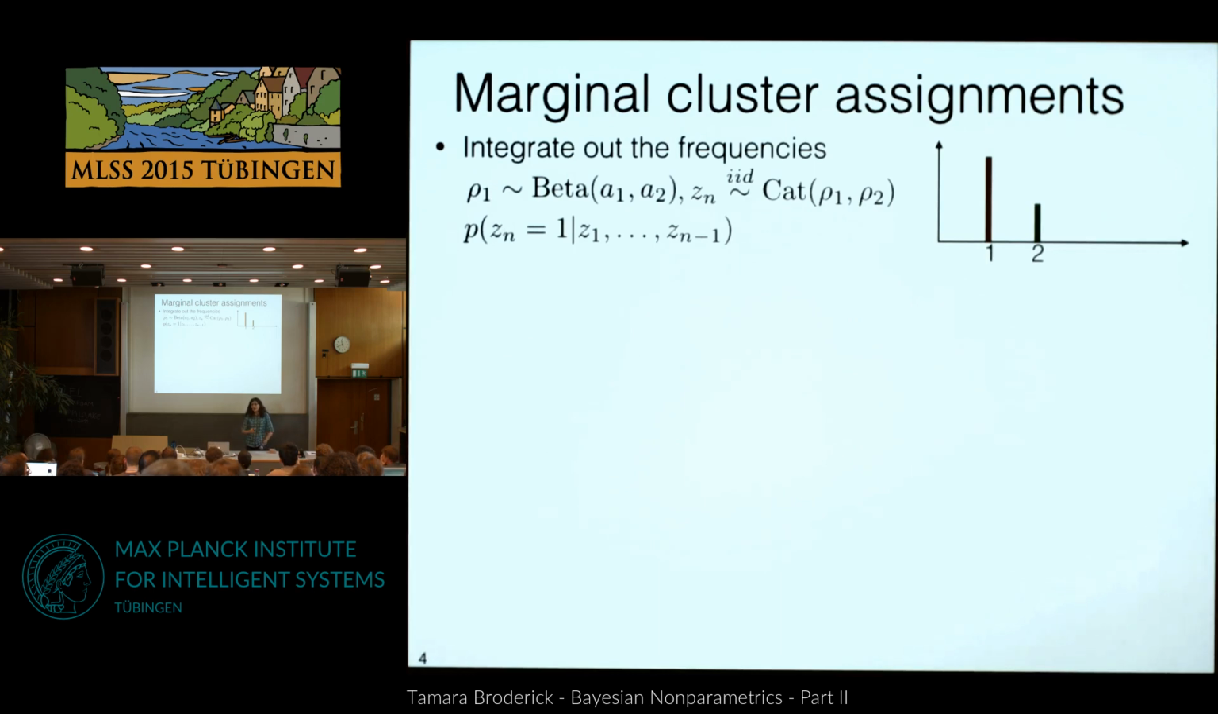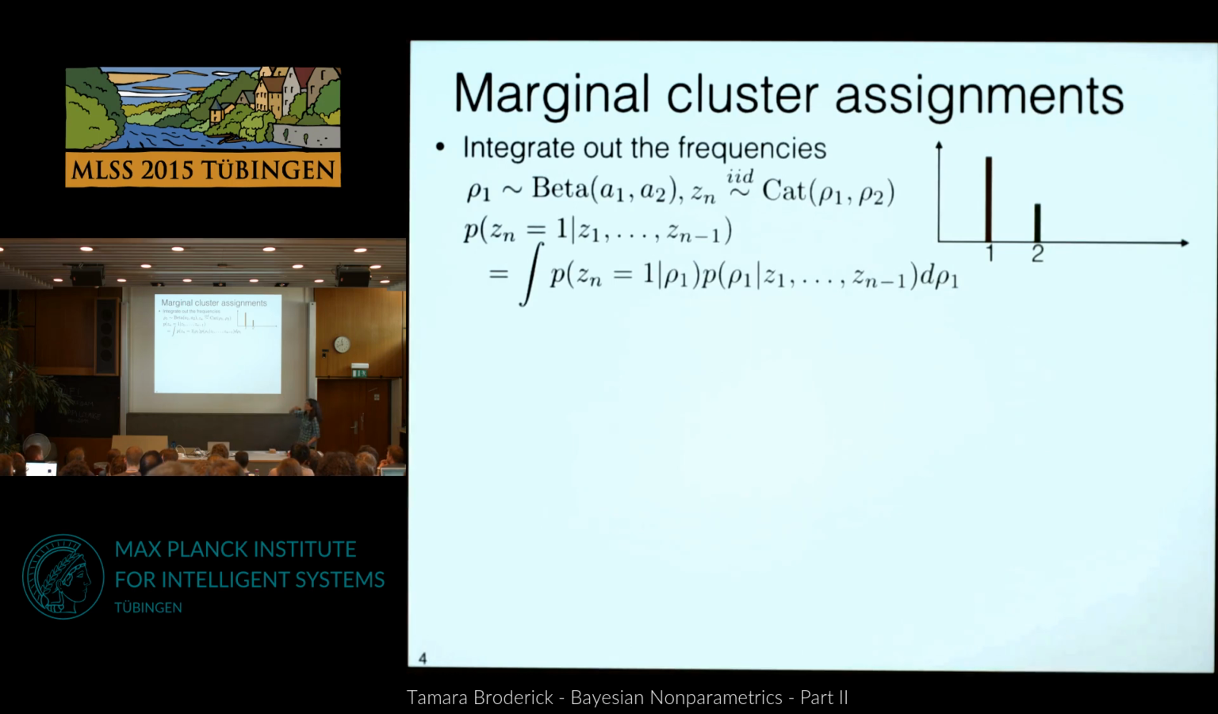So let's do a little math this time and actually work through this problem. It's a good skill to have under your hat. Okay, so the first thing that we're going to do is use the law of total probability and say that the probability of Z_n equals 1, given all the other Z_n's, is equal to the integral over the probability of Z_n equals 1 and rho 1, given all the Z_n's.